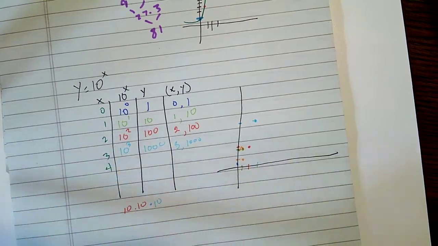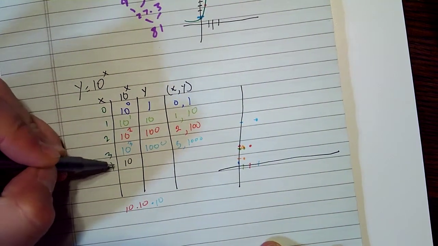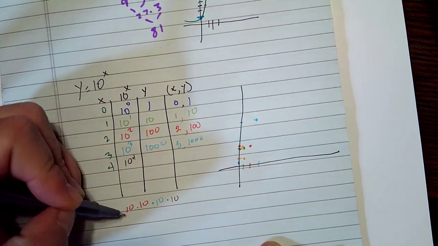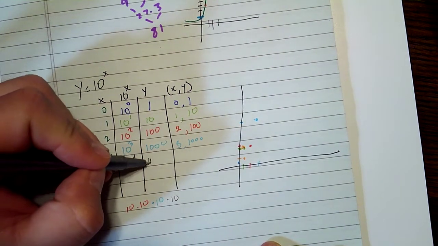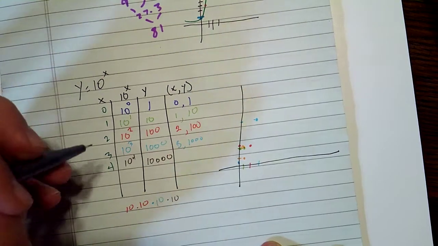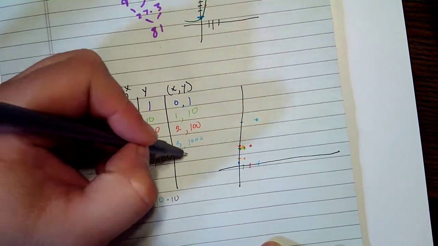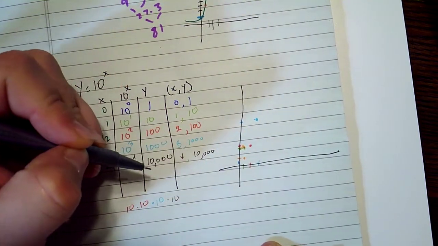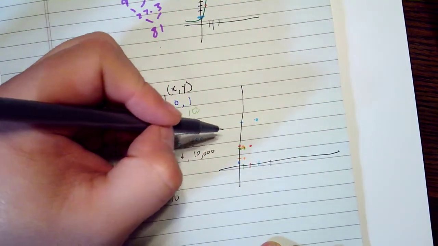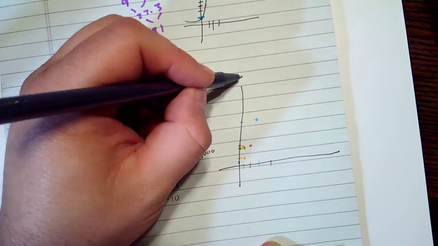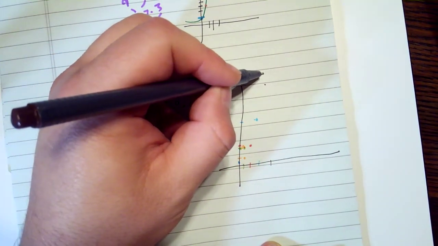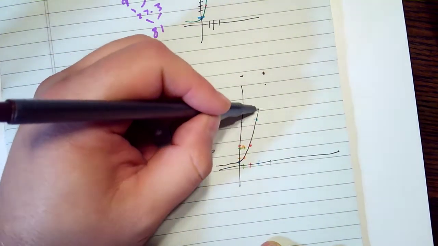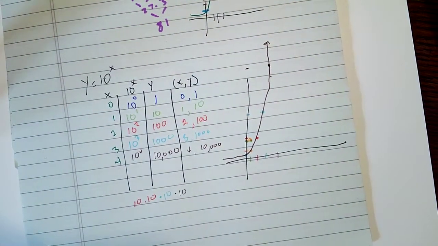We're on our last one. This is 10 to the 4, so 10 times 10 times 10 times 10. Again, count the zeros: 1, 2, 3, 4 zeros. So 10 to the 4 is 10,000. Our point is 4, 10,000. That's 1,000, and 10,000 would be way up here. We'll say right there. So there's our exponential graph. Again, it starts out slow, and it just keeps going up faster and faster and faster.